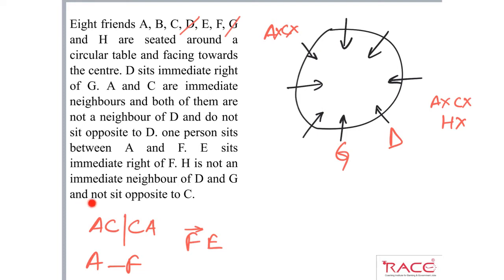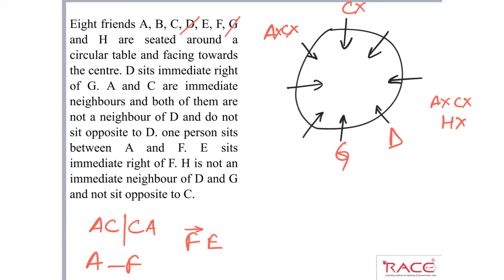And G is not sitting opposite to C. So it means I cannot place C at this position. I hope so. I have read all the information. Now based on this information, I will complete this diagram. As you can see, here I cannot place C, here I cannot place C, here I cannot place C. So I have three possible positions of C. I will start with this position.